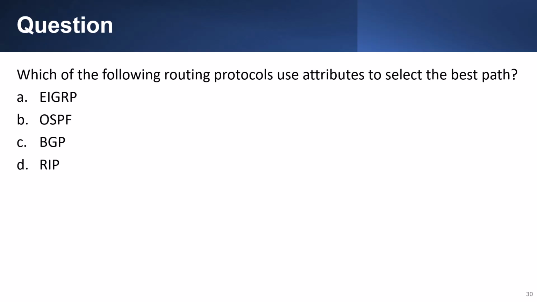Question: which of the following routing protocols use attributes to select the best path? Answer: BGP.